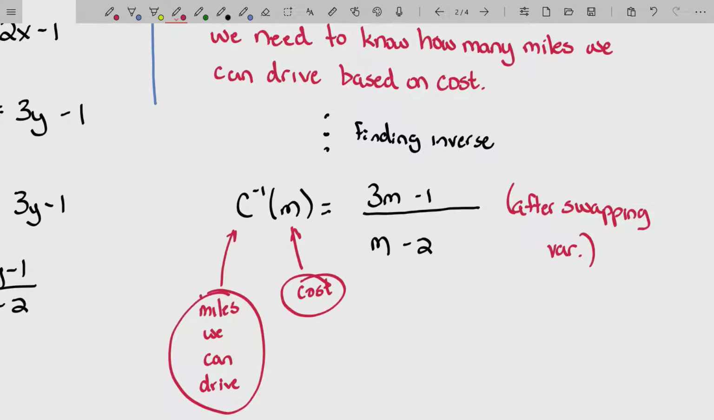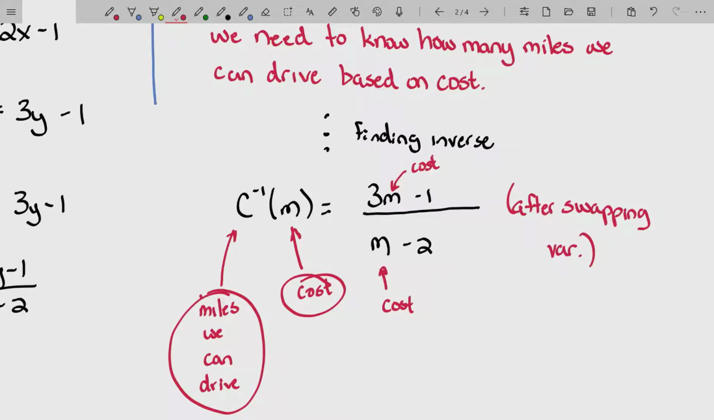But if you look at the letters here, the variables, that is not what they look like they stand for, but that is what they stand for. M in this situation is actually cost. And the reason why is because we swapped variables.